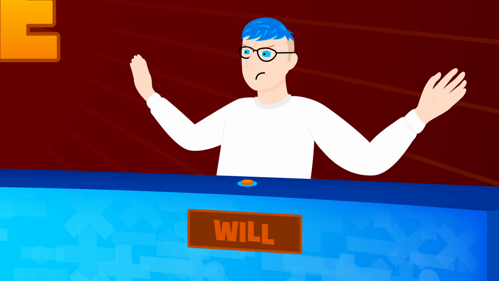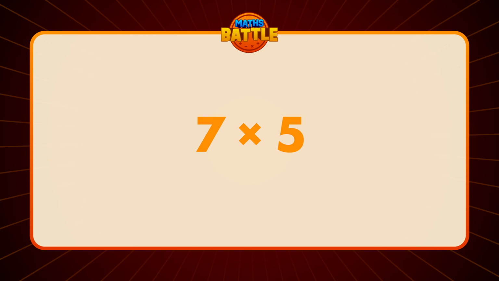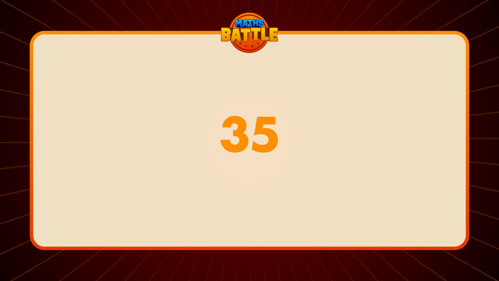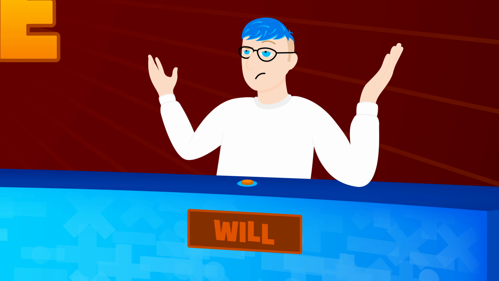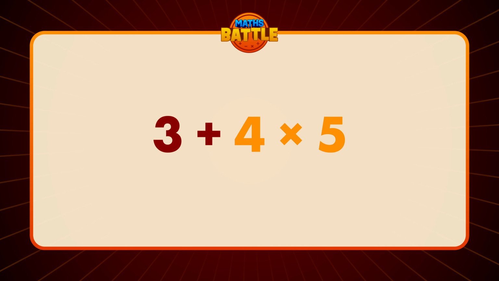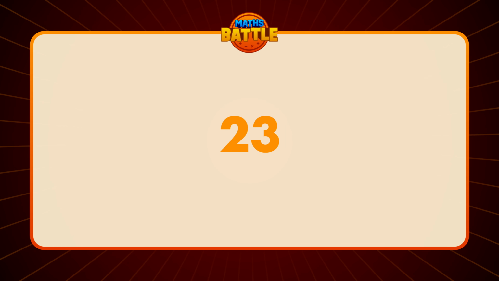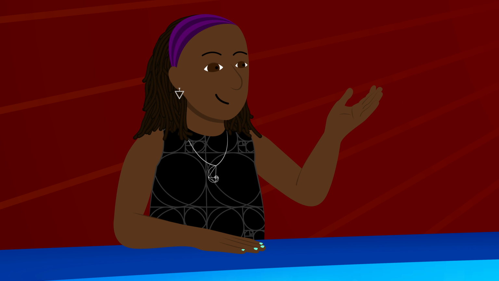Whoa. Hang on a minute. 3 plus 4 is equal to 7, and 7 multiplied by 5 is equal to 35. I don't know where Susan got 23 from. You're doing it in the wrong order, Will. 4 multiplied by 5 is equal to 20, and 3 plus 20 is equal to 23. You do the multiplication first, and then you do the addition.